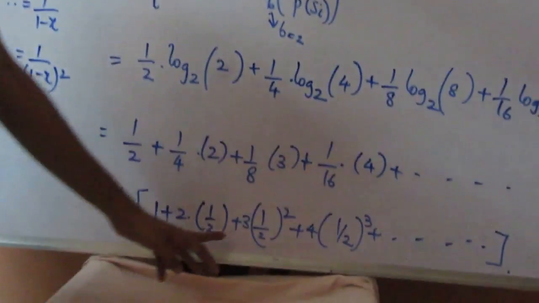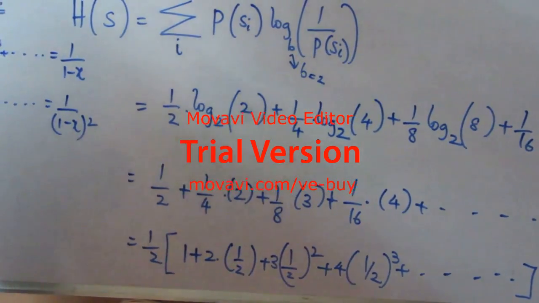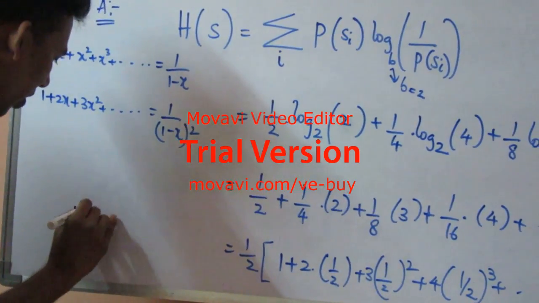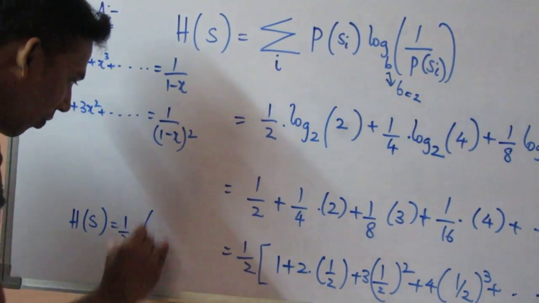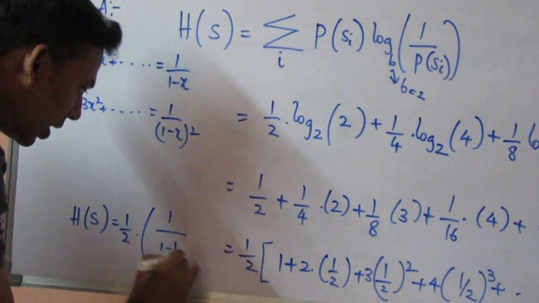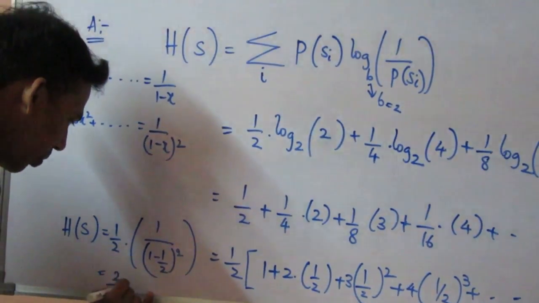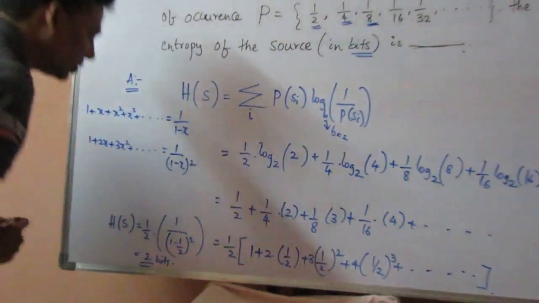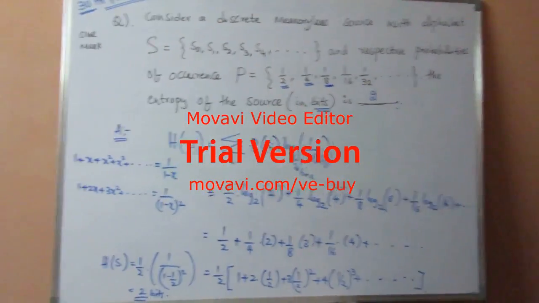So the expression, which is in the form of 1 plus 2x plus 3x squared, has x equal to 1/2. The entropy of source S equals 1/2 into 1/(1 minus 1/2) whole squared, which is equal to 2 bits. So the answer to the question is 2.